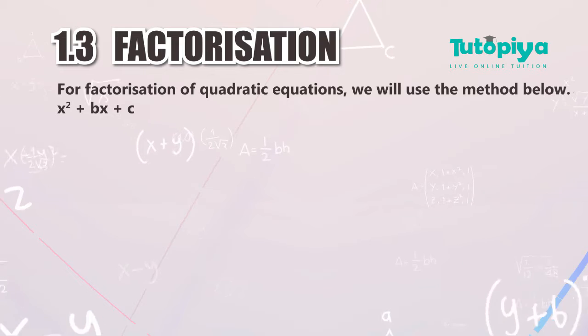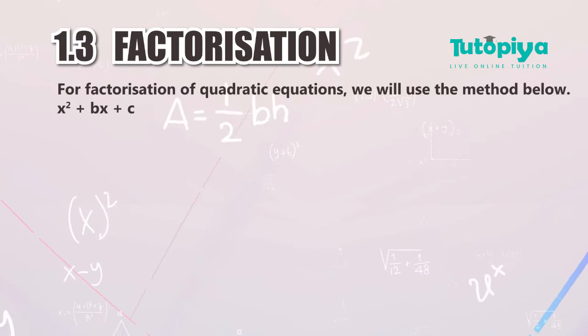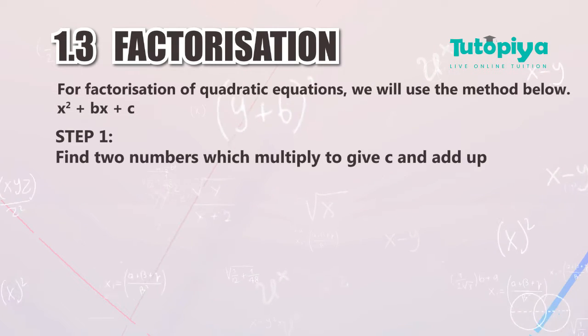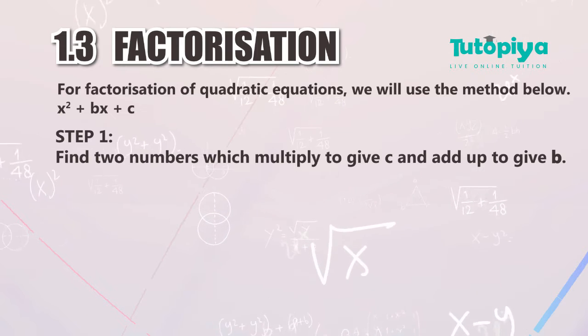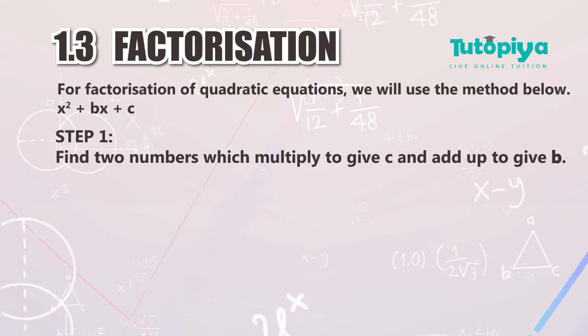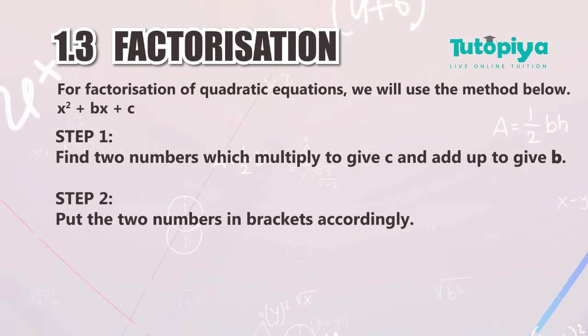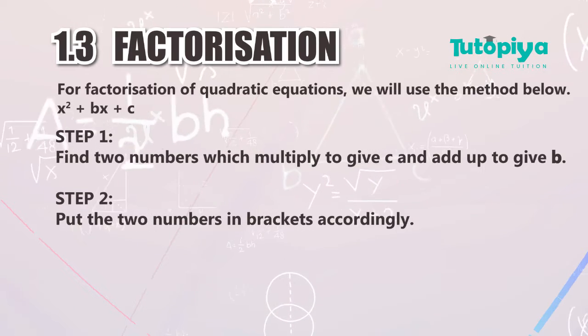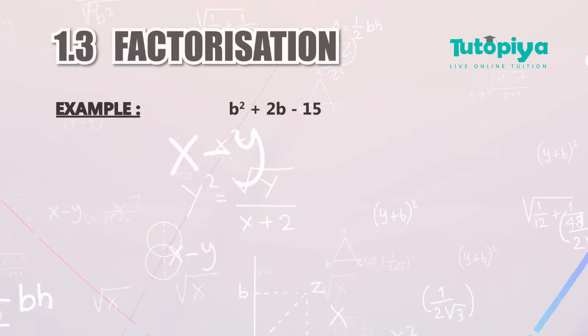For factorization of quadratic equations, we will use the method below. Step 1. Find two numbers which multiply to give C and add up to give B. Step 2. Put the two numbers in brackets accordingly. Example.